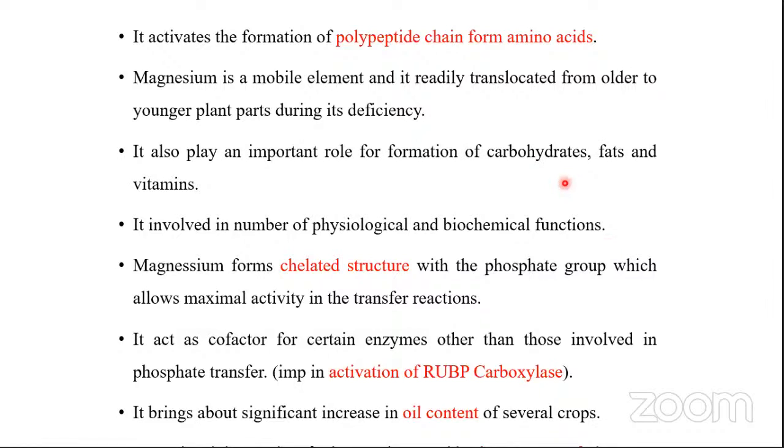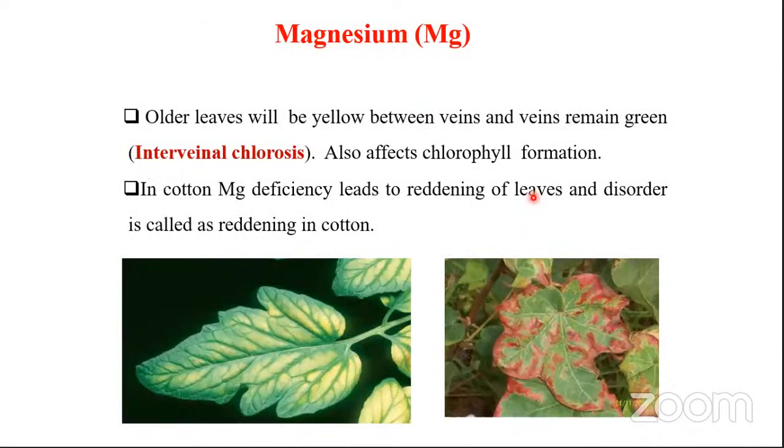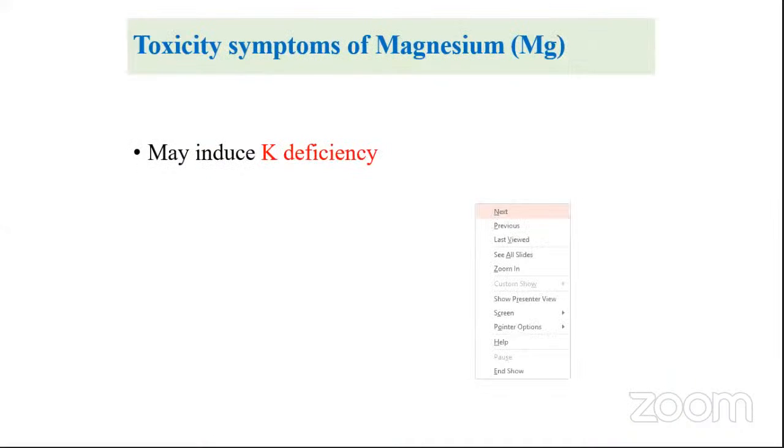Magnesium is a mobile element, so its translocation is from older to younger leaves. Because of this, we can see the deficiency in older leaves. In magnesium deficiency, you can see interveinal chlorosis. In cotton, you can see reddish leaves. This is a very regular deficiency we can see in the cotton crop. Coming to manganese, if there is toxicity it may naturally induce potassium deficiency, which you can observe.